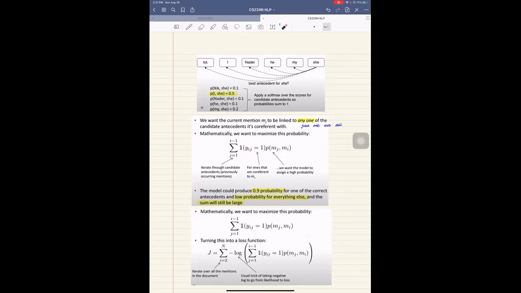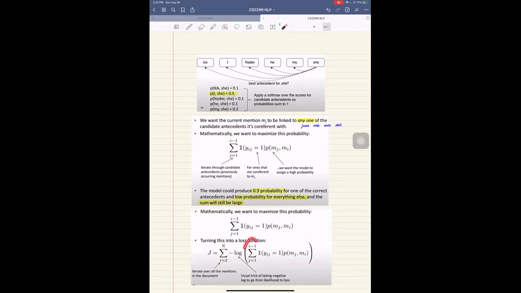The core idea is that even if we use the sum, suppose one of these pairs has a high score, which is 0.9, and the others have just 0.1, 0.01. That doesn't really matter because the sum is still going to be high. So it doesn't hurt if we use the sum, and we're going to stick to the sum for the loss function. This is just the same as before. For each mention, i refers to the mention.